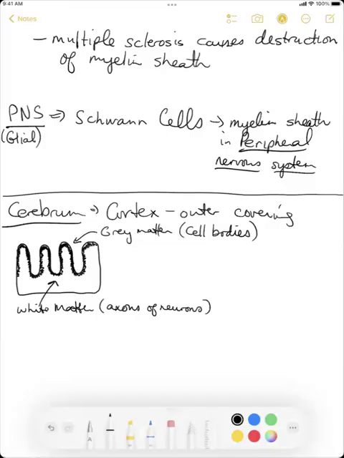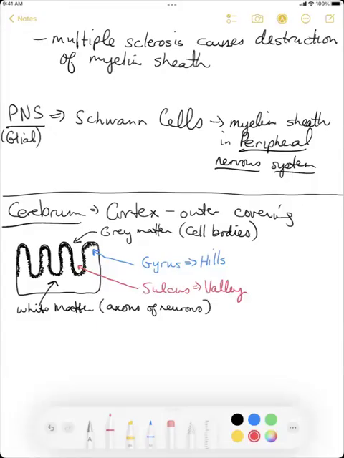There are names given to the hills and valleys that exist within the brain. The hills are called gyri. I'm actually going to just put these in a different color. So this is a gyrus, or gyri for plural. So these are the hills. And then the little valleys are referred to as a sulcus, or sulci for plural.